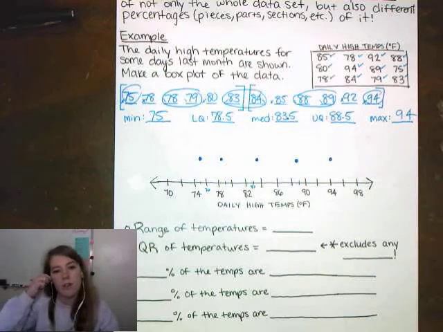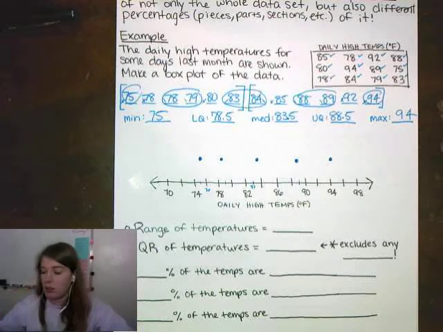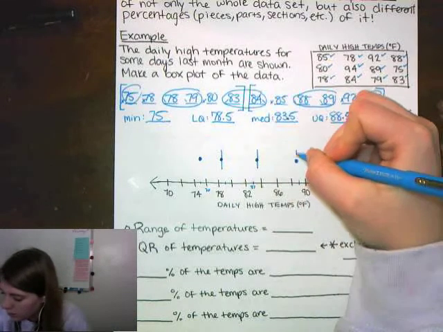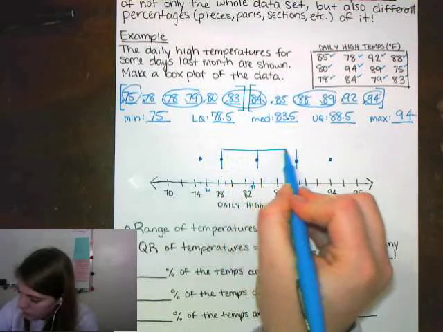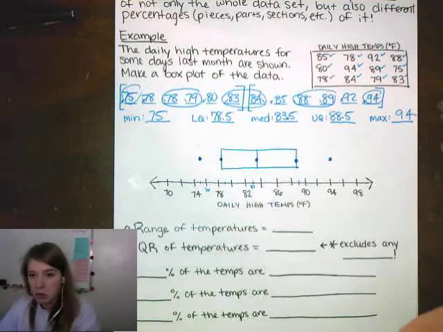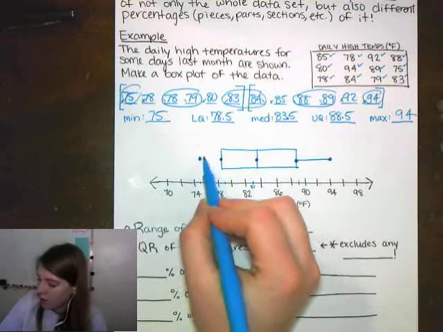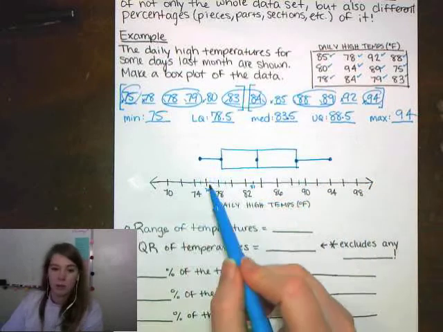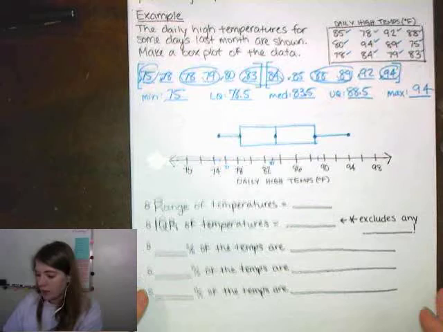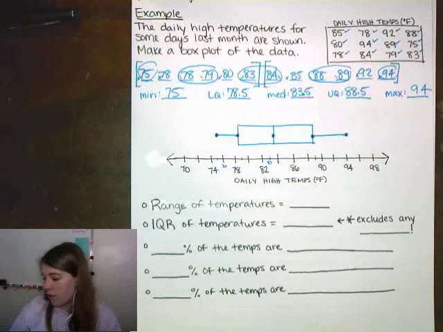So once you have your 5 dots, remember your box is going to go around that middle 50%. So your median, your lower quartile, your upper quartile. Both halves of that box look pretty equal, so it's interesting. And then we're going to draw our whiskers. So our left whisker is a little shorter than our right whisker. So with a box plot, lots of information you can find out from the data.